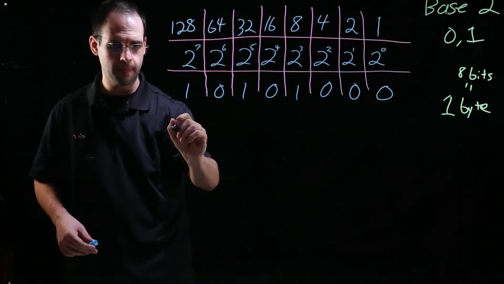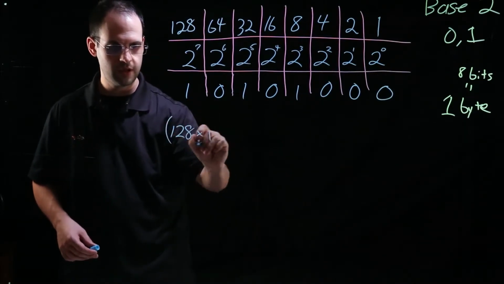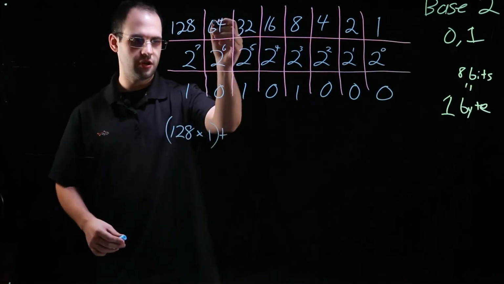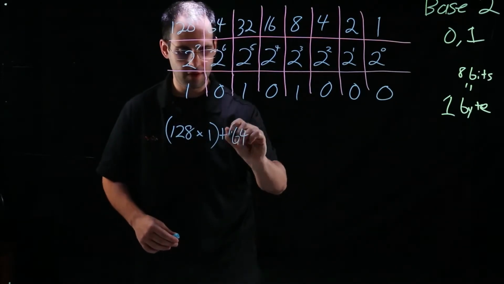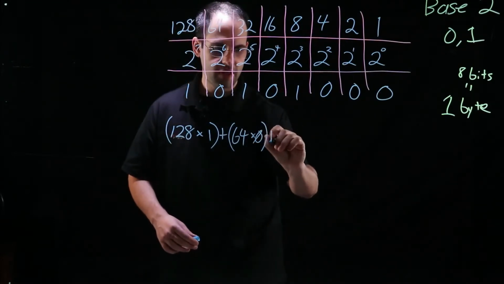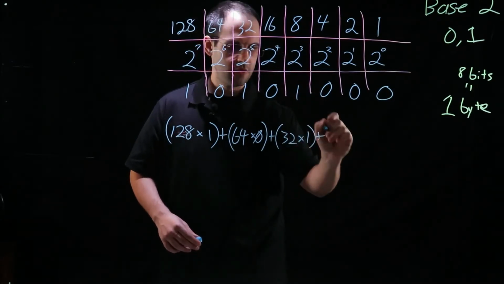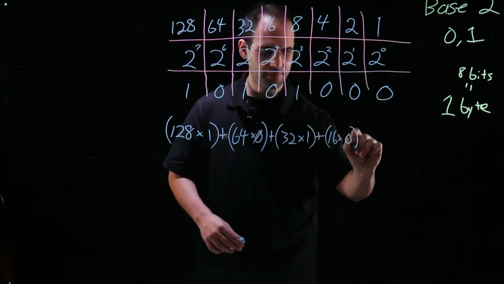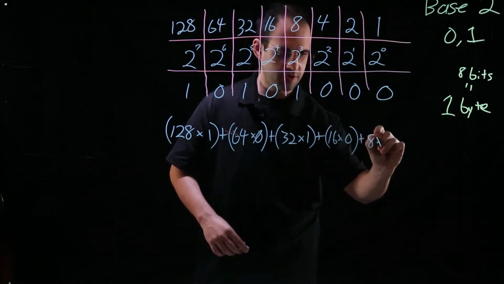So I'm going to take 128 times 1. We're going to put it in parentheses here because we want this to be enclosed within this column. We're going to move on. Now this isn't going to line up perfectly, but 64 times 0, and then we're going to add 32 times 1, 16 times 0. Stay with me here. 8 times 1.